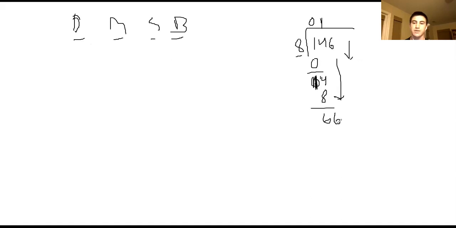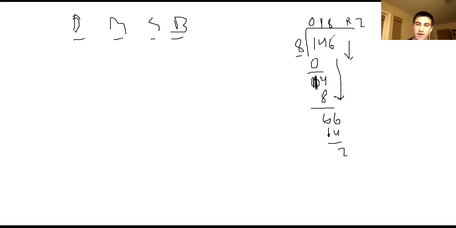So now we do 66 divided by 8, excuse me. That's going to be 8 still. However, when we multiply 8 by 8 and get 64, now when we subtract, we're left with 2. So now our remainder is 2. Before, when it was 0, we didn't have to do that, but now we have remainder 2.